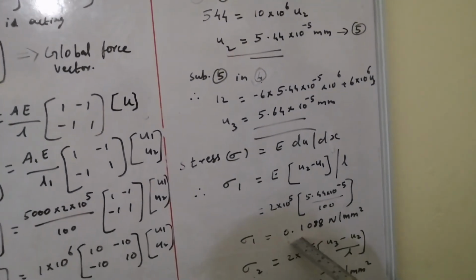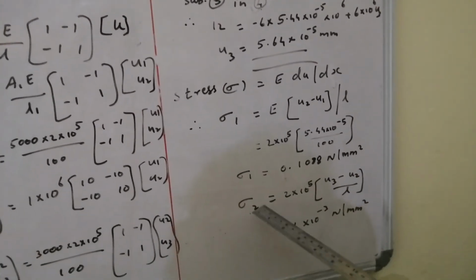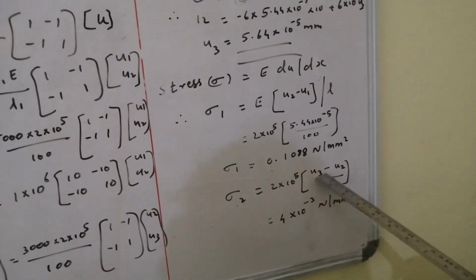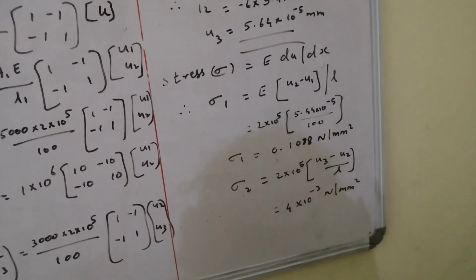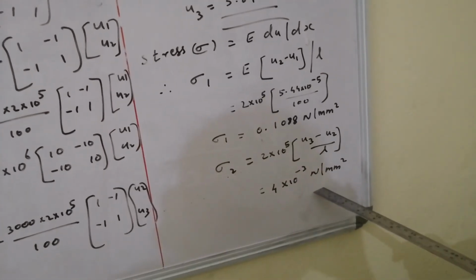So sigma 1 equals 0.1088 Newton per millimeter square, and sigma 2 equals 2 into 10 power 5, U3 minus U2 by L. By substituting the value, we will get it as 4 into 10 power minus 3 Newton per millimeter square.